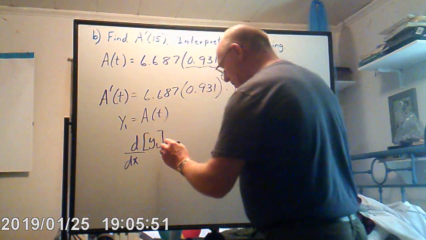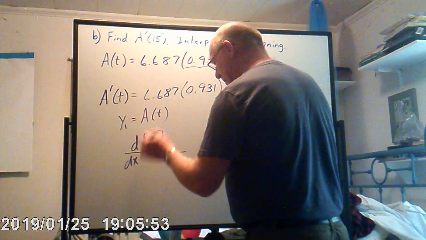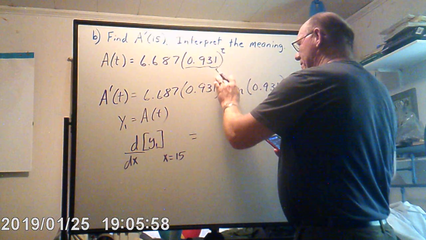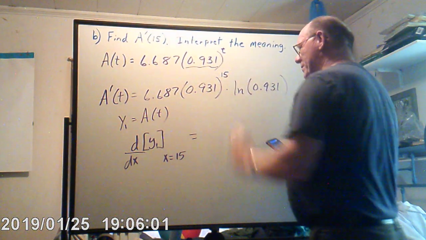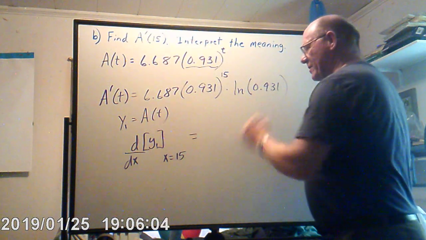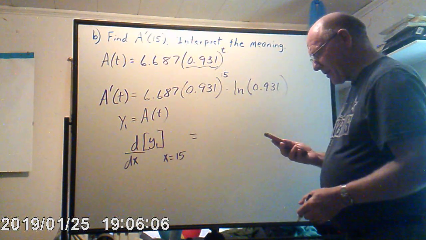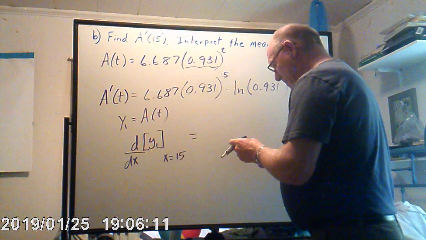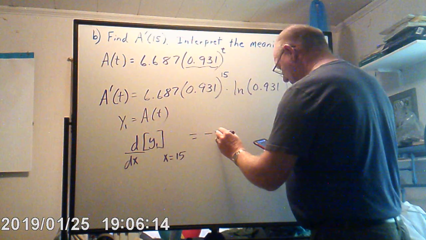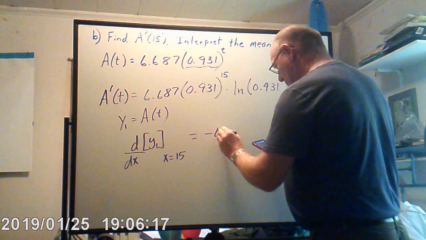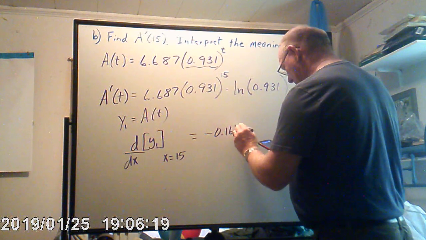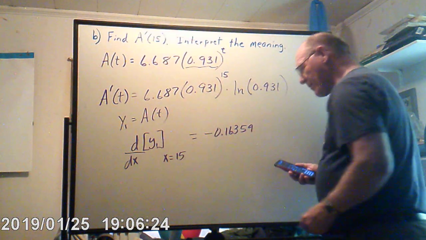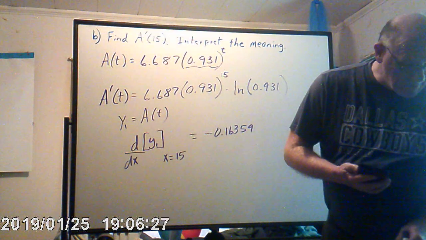Of course, mine is Y sub 0, but we're going to say it's Y sub 1, and then you come up with your answer. Either way, you can put 15 right here as your exponent, and either way you should be able to come up with the same answer, and that is negative 0.16359, like that. Okay.